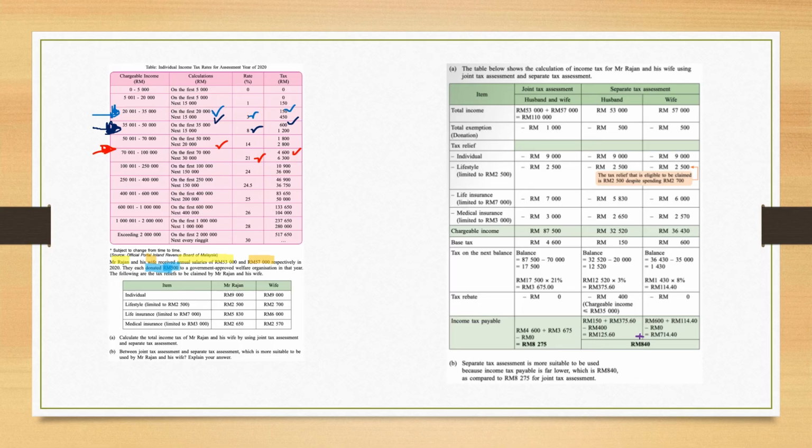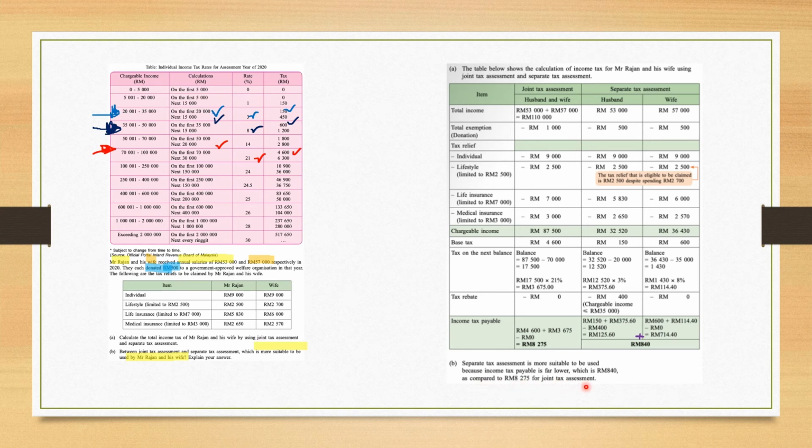Okay, now here for part B, it mentioned which method is most suitable to be used, joint tax or separate tax. It explained that separate tax assessment is suitable because the income tax is far lower, which is 840 ringgit as compared to 8,275 ringgit for joint tax assessment.